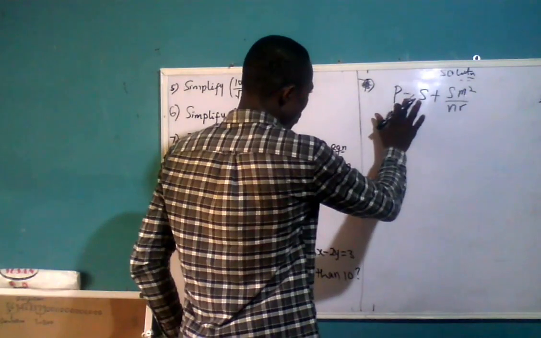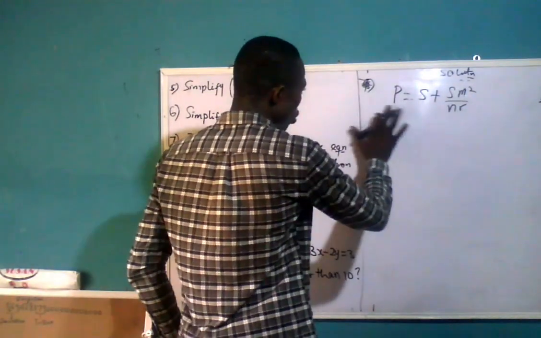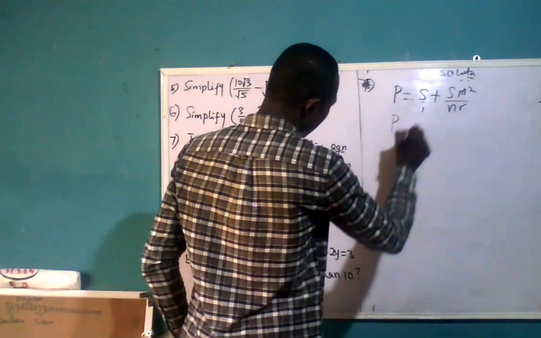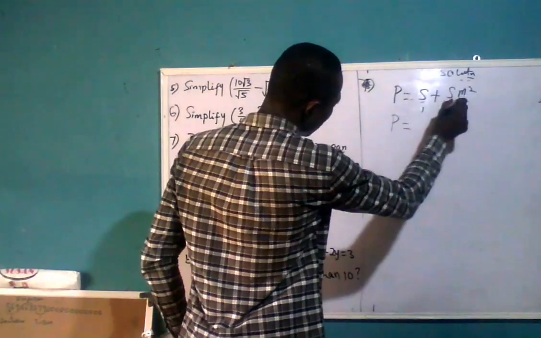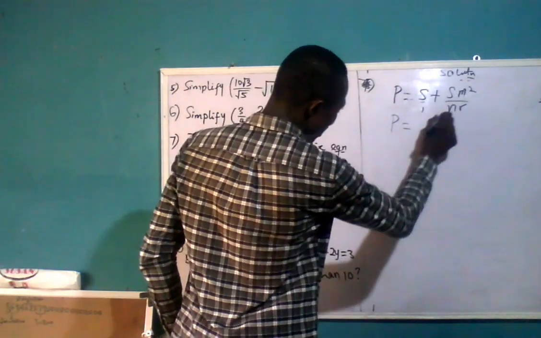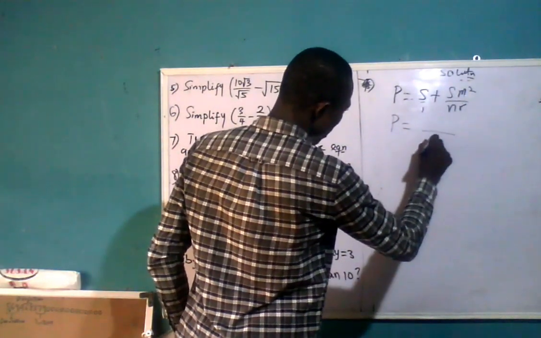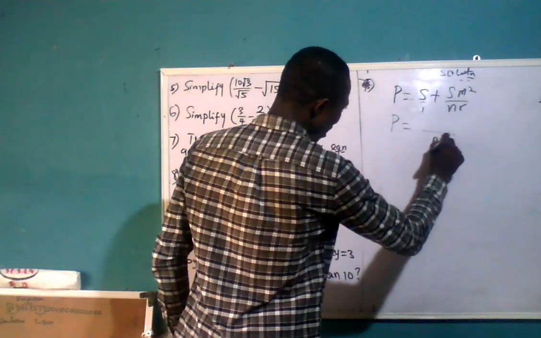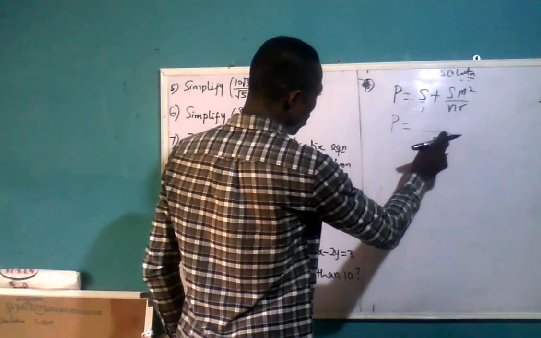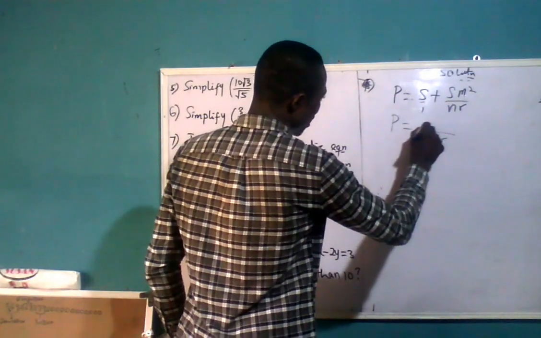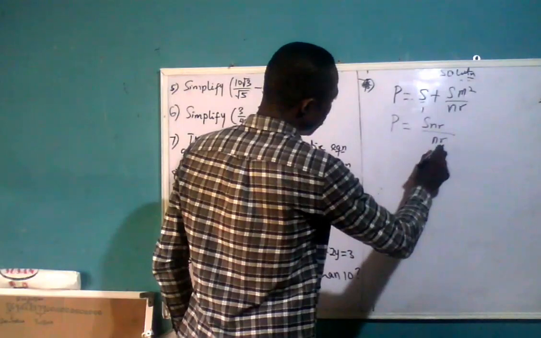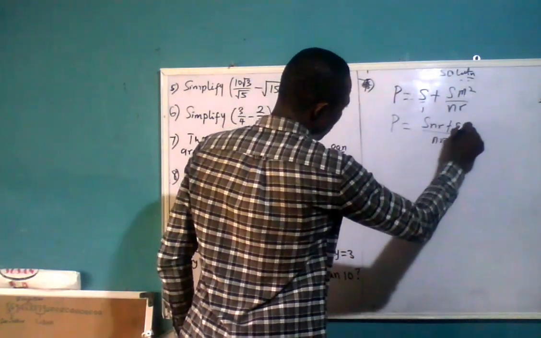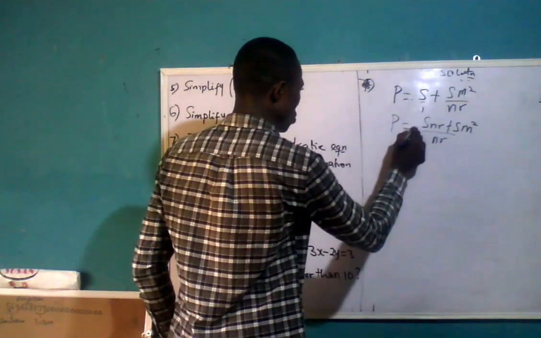Sorry, you don't cross multiply first. What you do is to find the LCM of this. Write this as S over 1. Okay? So you have S over 1 plus this over this. Therefore, the LCM, that is the lowest common multiple, is 1 multiplied by NR, which is NR. NR times S is SNR. NR in NR, that's 1. 1 times this, that would be SM squared. Now you can cross multiply.